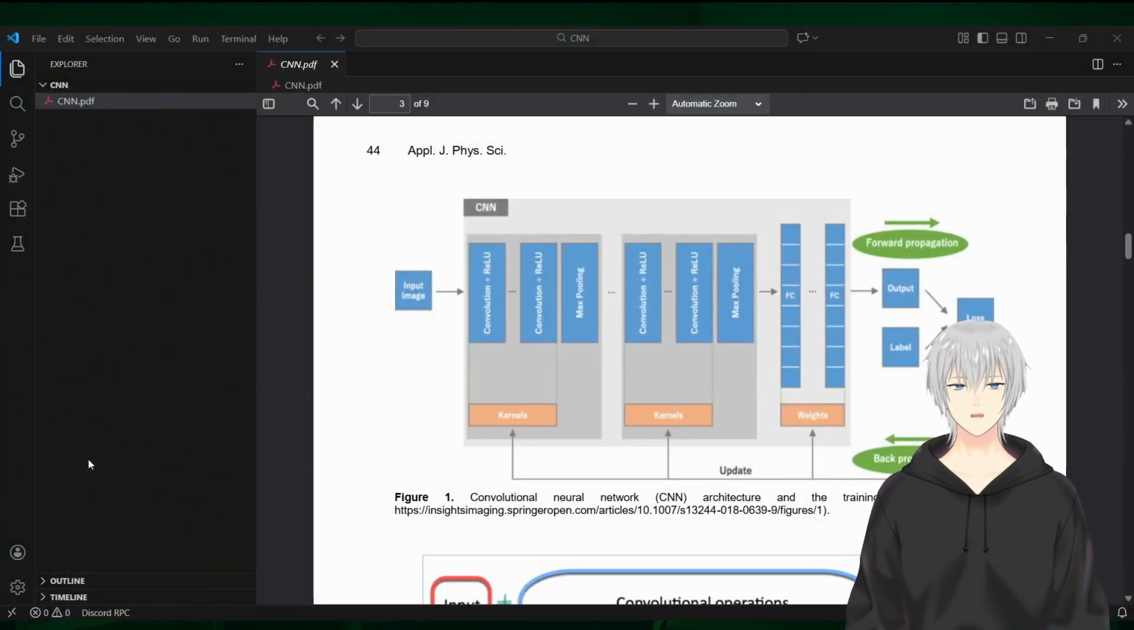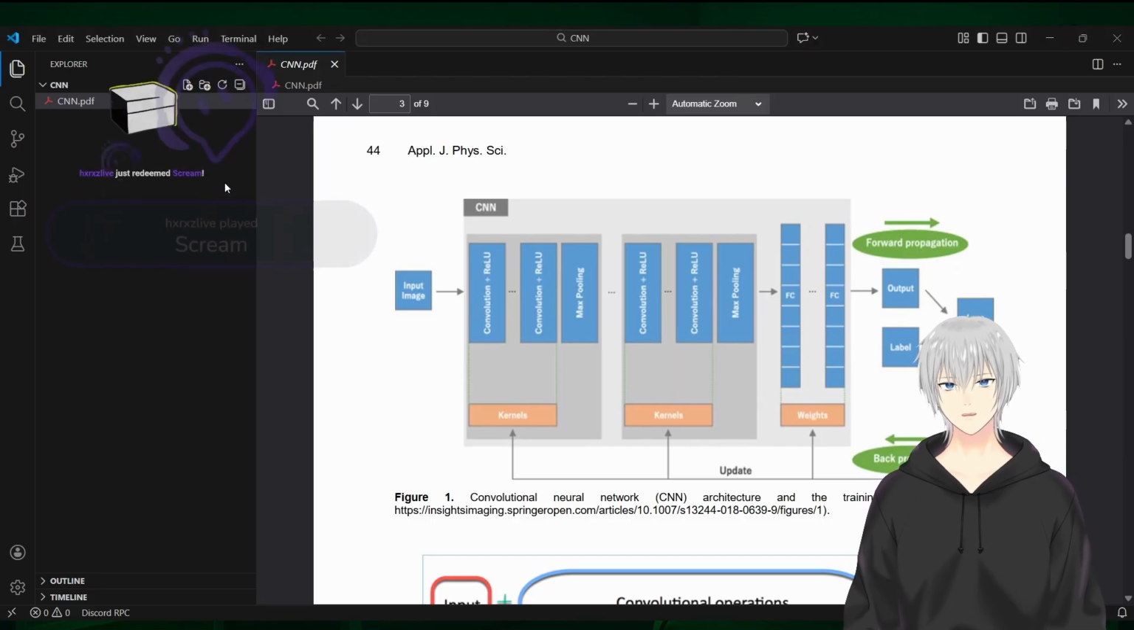Anyways, let me just move the screen over to the research paper. Yeah, we are going to be reading it in Visual Studio Code.